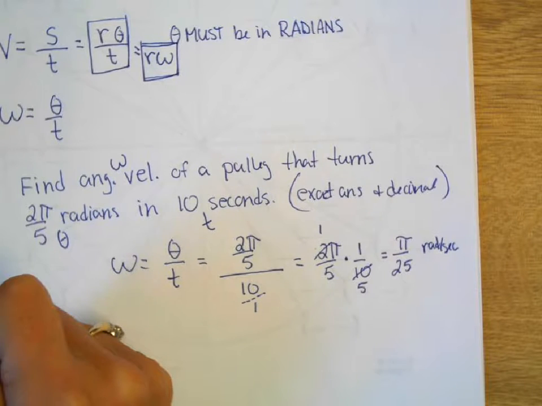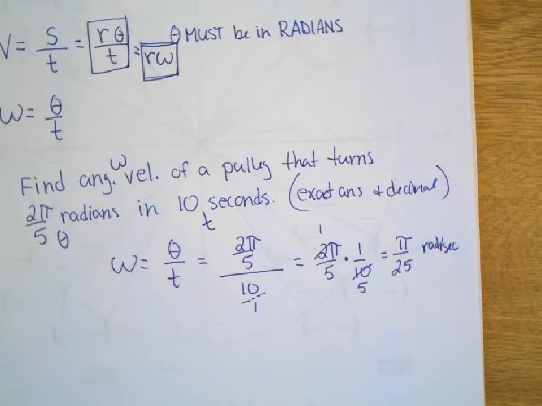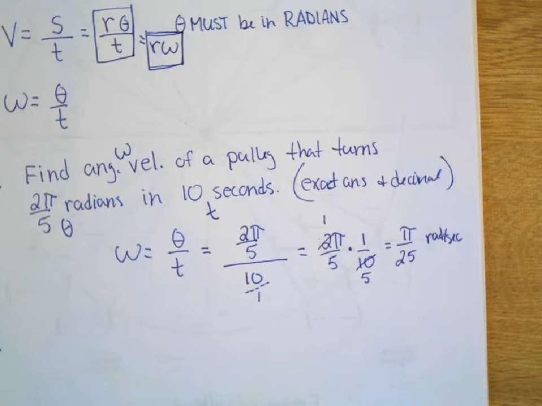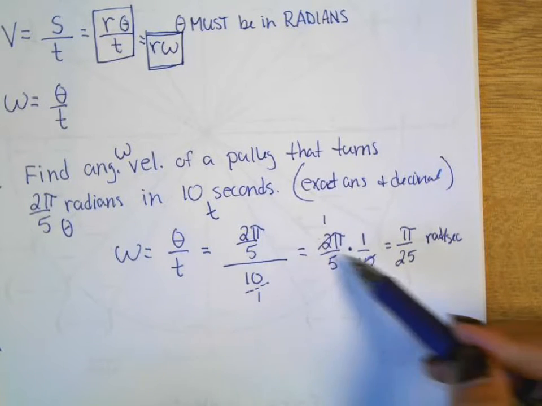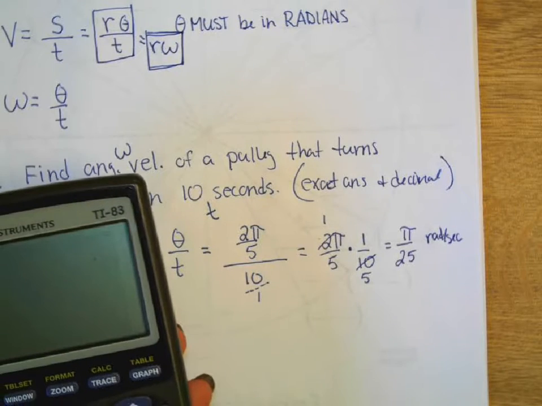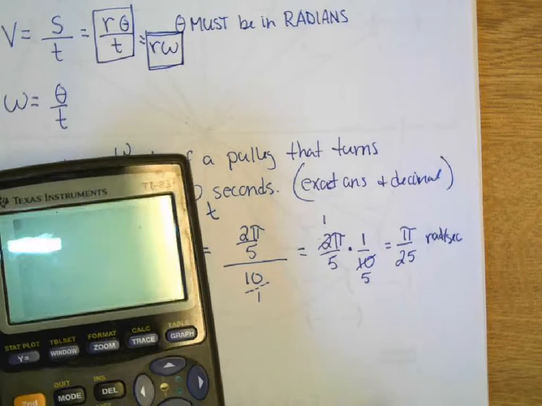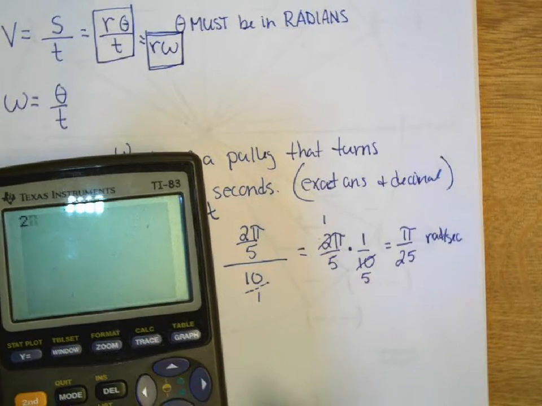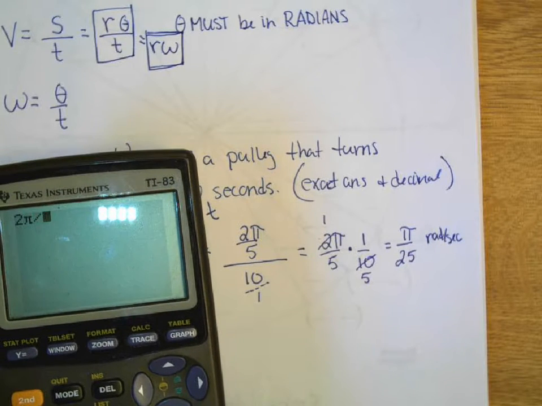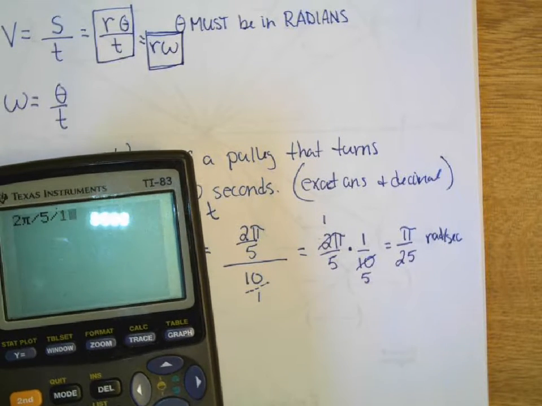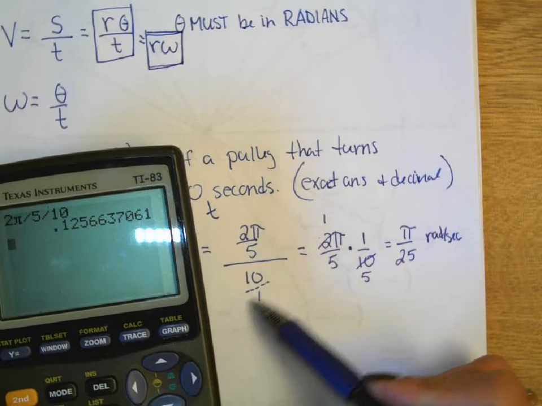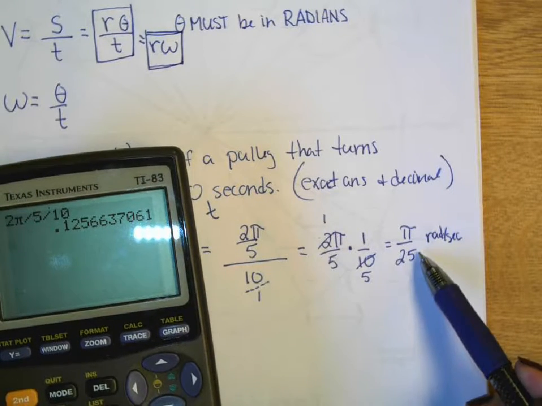Number 2. You forgot to do exact, or not exact. Oh, I forgot to do the decimal. What's the decimal for it? I could go right back to here, in case I made a mistake, and do my 2 pi divided by 5 divided by 10. I went right back to here, in case I made a mistake in all this mumbo jumbo.